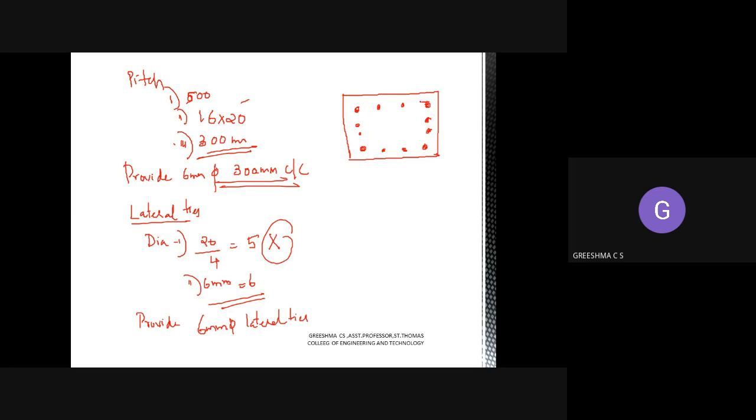Okay, now you have to provide the lateral ties. One tie will be like this. Next is the central tie, you have to tie. Since this is a bit large, you have to provide one tie here also. So the reinforcement details will be like this.